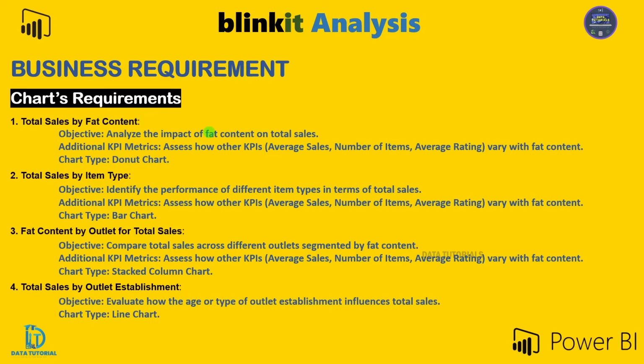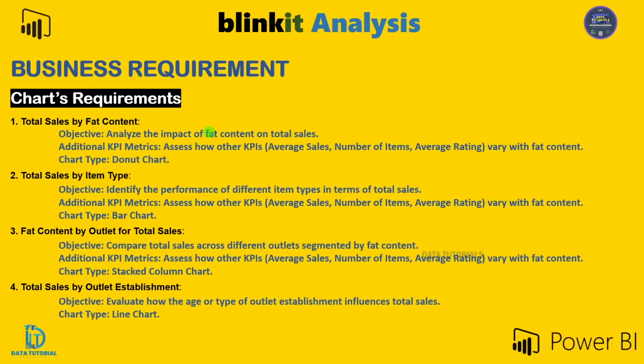Then second, we have to find out the total sales by item type. So depending upon different item types, what are the different total sales done based on item type, and we are doing this with a bar chart, right? Similarly, we are going to analyze multiple metrics here. Apart from sales, we will also be seeing the average sales, number of items, and based on average ratings also how the item type is performing, right?